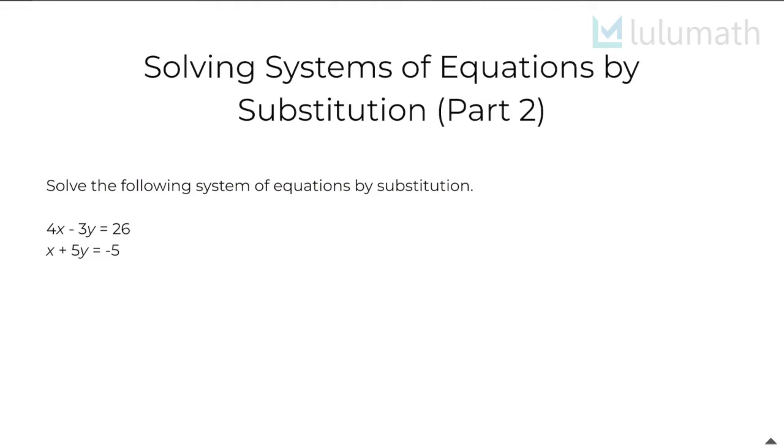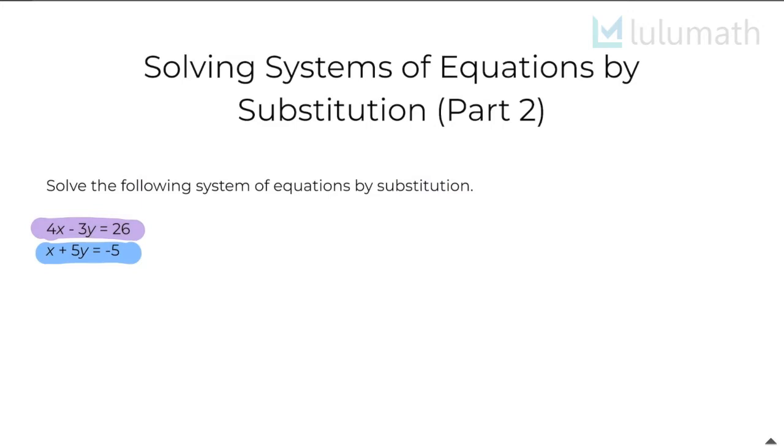So in this example, we're asked to solve the following system of equations by substitution again. And we have two equations right here. Our first equation is 4x minus 3y equals 26. And in our second equation, we have x plus 5y equals negative 5. Now notice in our system of equations, we have two variables, which means we have to solve for x and for y.